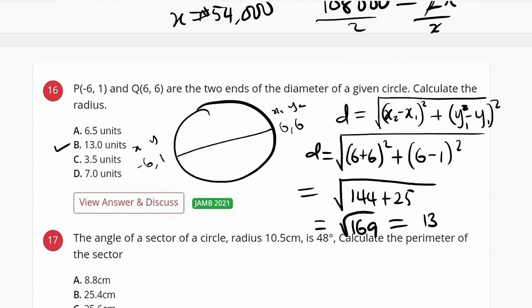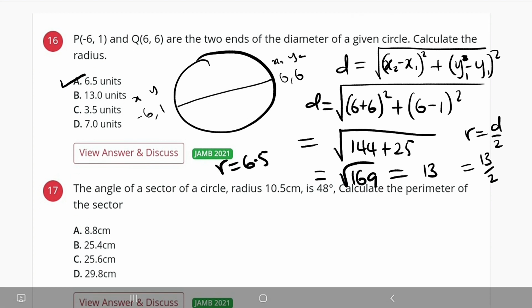You see, we have 13 here, but we are not asked to find the value of the diameter, rather the radius. Therefore, radius will be diameter divided by 2, and this is equal to 13 divided by 2. And 13 divided by 2 is 6.5. Therefore, r is equal to 6.5 units. So we have it as option A.